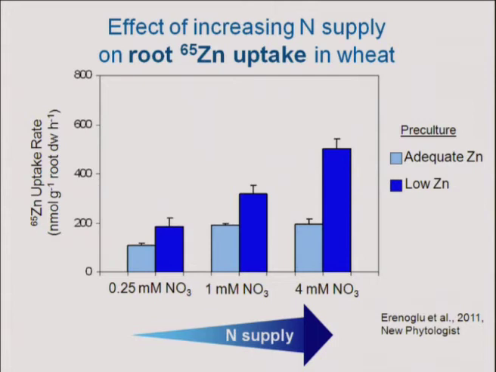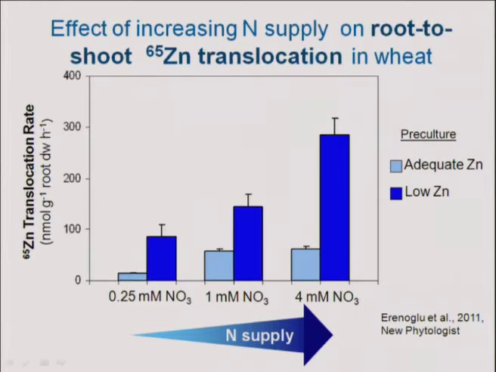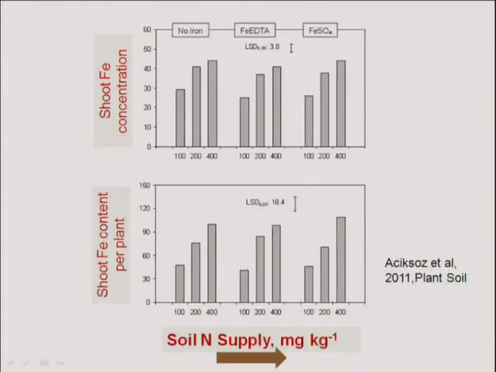So I have some short-term experiments to show you how zinc absorption, for example, is affected by nitrogen application. Here you see the plants first grown with low and adequate zinc, and then we conducted a zinc uptake experiment. You can see here zinc absorption is stimulated, root absorption is promoted by nitrogen nutrition. Nitrogen was particularly affecting the root-to-shoot translocation. I mean, absorption is stimulated, but root-to-shoot transportation is also stimulated.